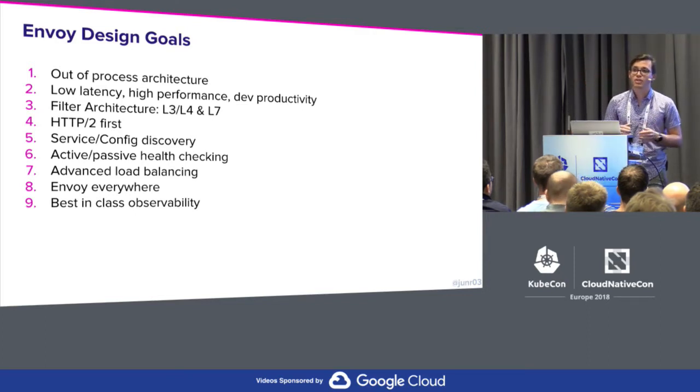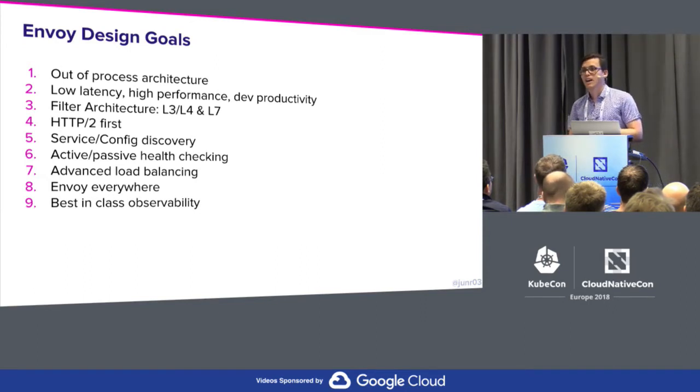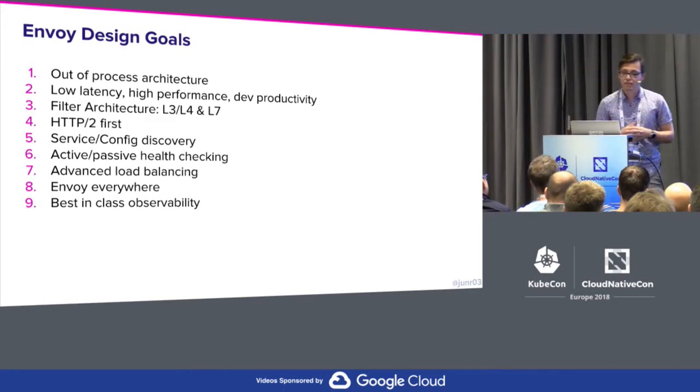And perhaps the most important goal of Envoy is best-in-class observability. It is our goal to make the network transparent to our service developers, and if we don't provide them the stats, the logging, and the tracing that they need to do that, then we failed.